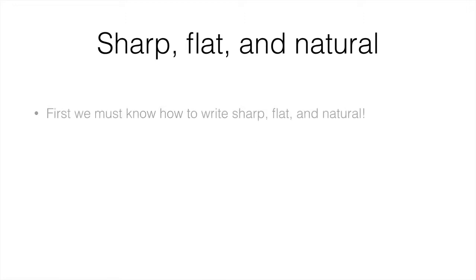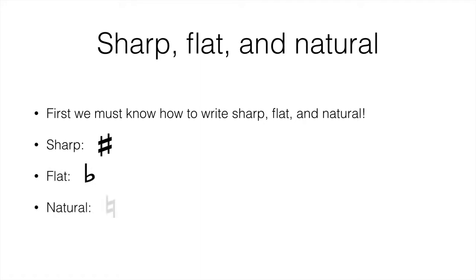The first thing we have to know, however, is how to write sharp, flat, and natural. There are just three symbols that are quite easy to write. A sharp is two sets of lines that cross each other. A flat is like a b. And the natural is like two L's, one L here, and the other one upside down. And these are called accidentals, as I've mentioned before.